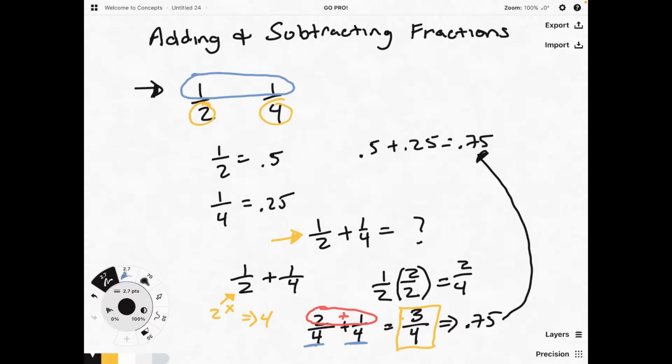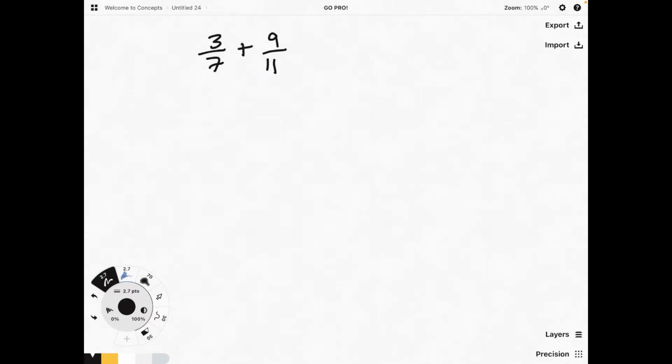Let's look at a few more examples. Looking at our next example, we have 3/7 plus 9/11. Again, what we need to do first is we need to get the denominators to be the same.